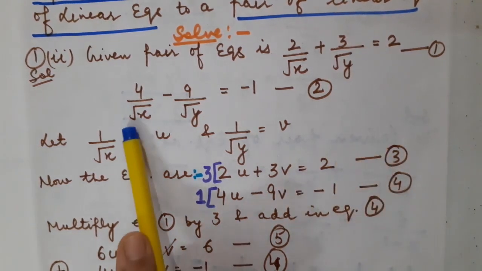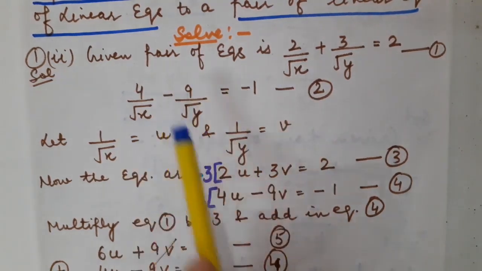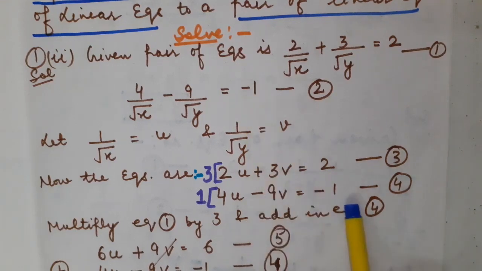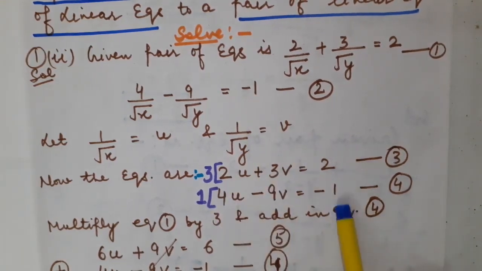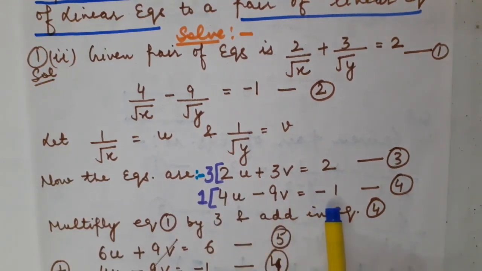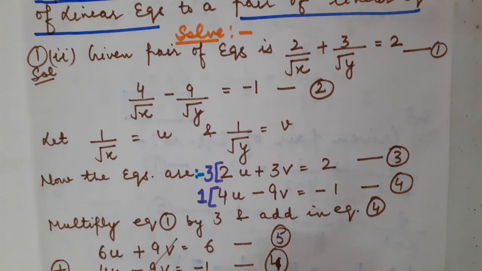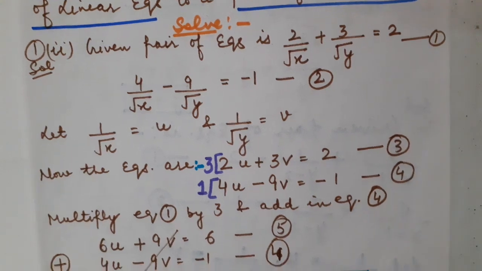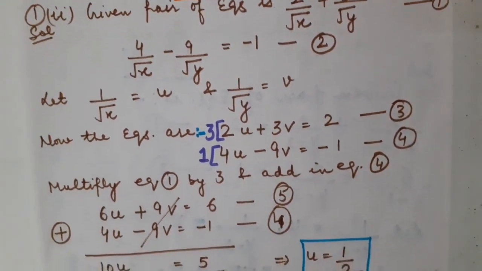Fine. In the same manner, in equation number 2, children, it will be 4u minus 9v is equal to minus 1. Fine. Now these are the pair of linear equations which you have got after reducing the given linear equations. Children, you can notice that they are in the generalized form. Correct? So now any method, either elimination or substitution or cross multiplication, you can adopt to solve this pair of linear equations.